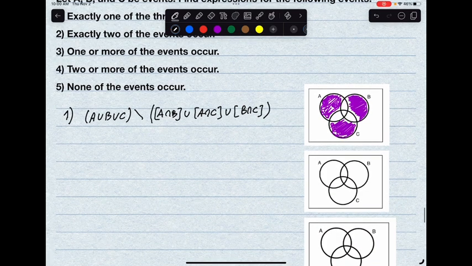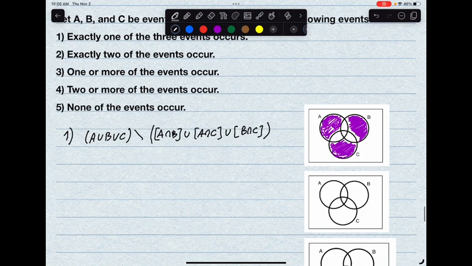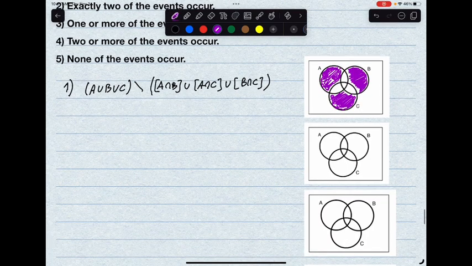So that's part A. For part two of the question, they ask exactly two of the events occur. Part B was exactly one, so here it is exactly two. Now for this one, you can see here is where exactly A and B occur.